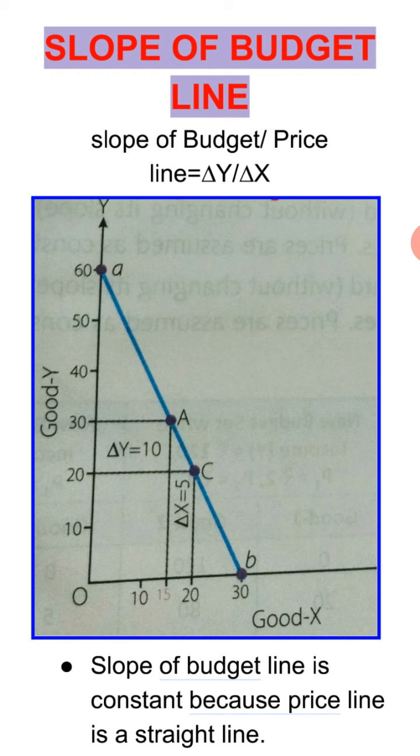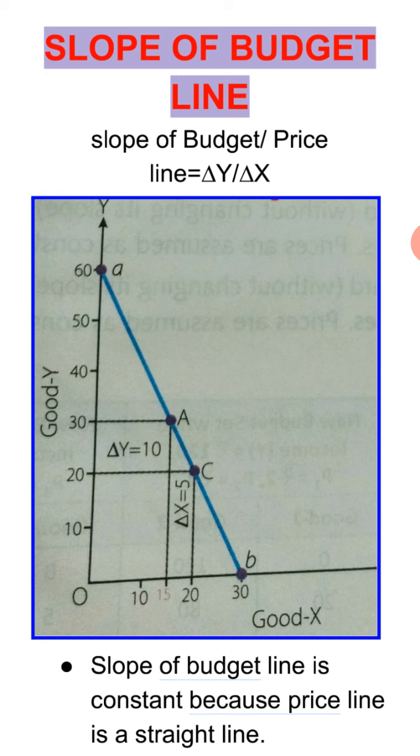If we talk about the slope of budget line, the formula for the slope of budget line, or the price line, is delta y upon delta x. The budget line is also known as the price line. We have discussed it earlier. So, we can see the slope of budget line in the diagram.